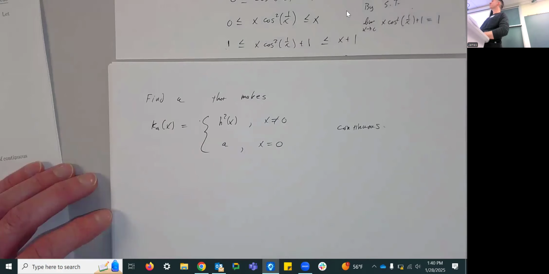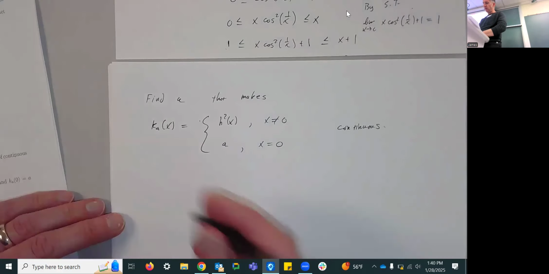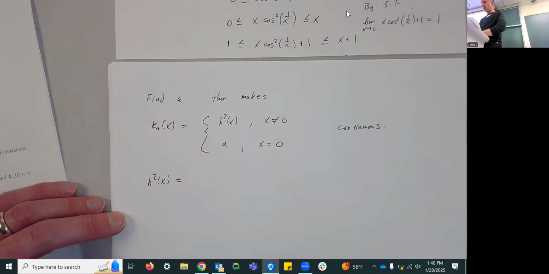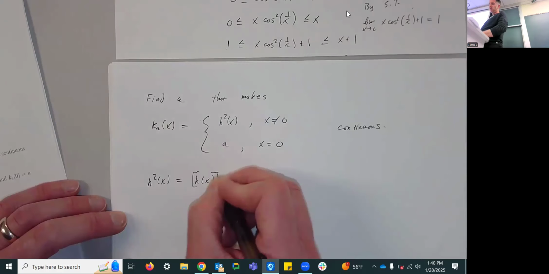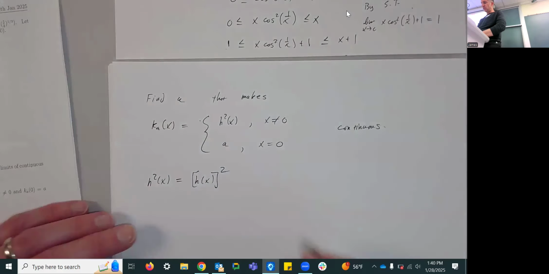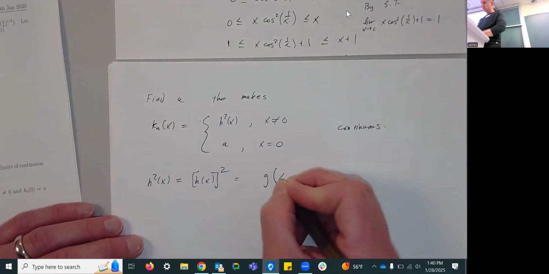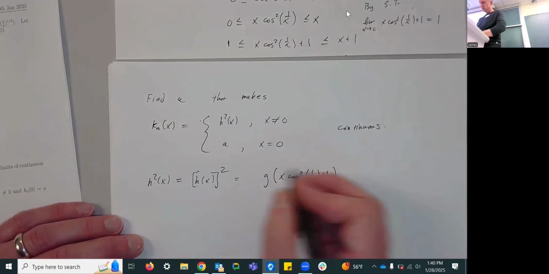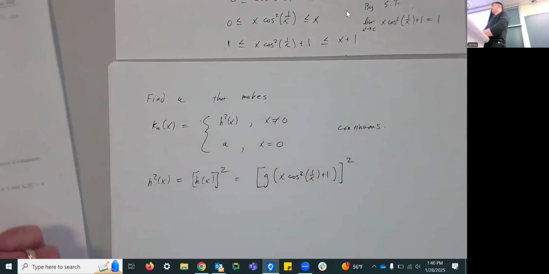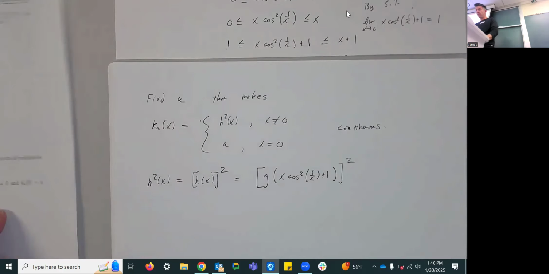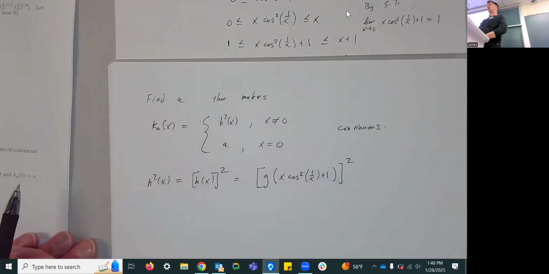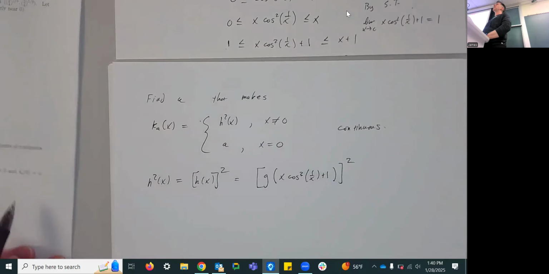What does he mean by h squared? So what is h squared of x? Well, it's what it sounds like it is. It's the function squared. So it's h of x quantity squared, which is g of terribleness squared. Okay, so the question we're really asking here is, what's the limit as x approaches 0 of h squared? I think we kind of already figured that out. Okay, I see where he's going with this.